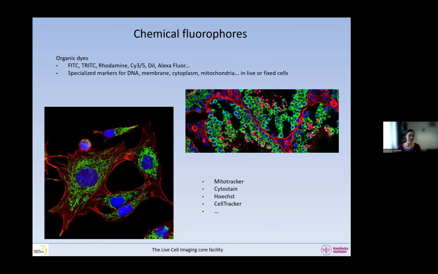So if we look at the chemical fluorophores, the organic dyes, you certainly recognize some of these names. These are used to label, for example, an antibody, but you can also have specialized markers for certain compartments or certain molecules, for example, DNA, like Hoechst and DAPI. But we also have special organic dyes for membranes, cytoplasm, mitochondria, and they can be used in fixed or live cells. Some of them are specialized for live cells, some cannot be used in live cells. So we have a wide variety of organic dyes that are chemicals.